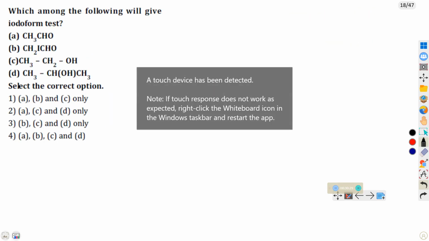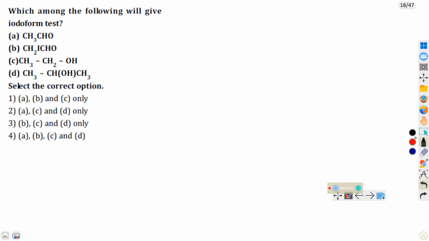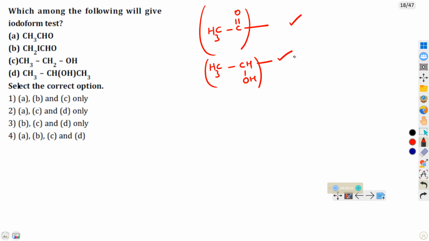Which among the following will give iodoform test? Which gives positive iodoform test? Compound with CH3C=O gives iodoform test. Compound with general formula CH3CHOH also gives positive iodoform test. And one more is active methylene group, that means C=O CH2 C=O. This is active methylene group. Compound with active methylene group gives positive iodoform test.